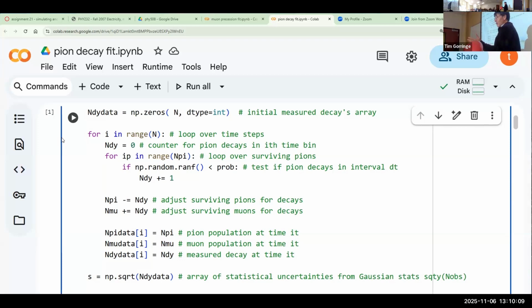And then because I want to build time distributions, I fill the current number of pions into the pion array, the current number of muons into the muon array, and the current number of decays in this time bit into my decay array. So I build these arrays up.